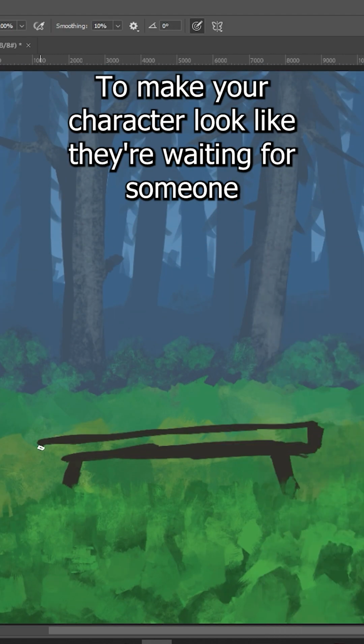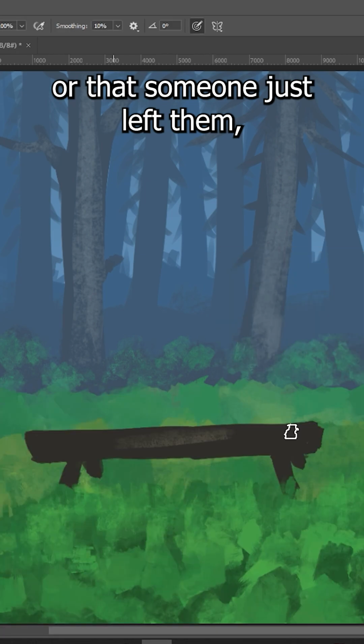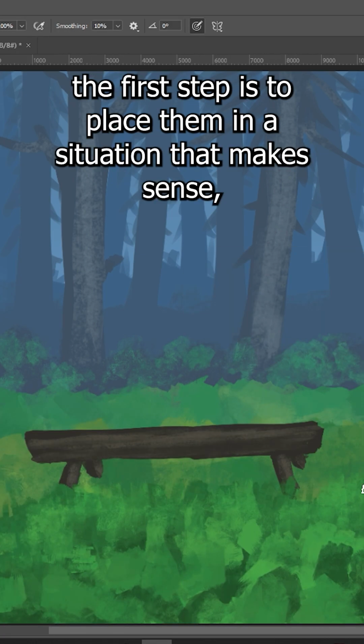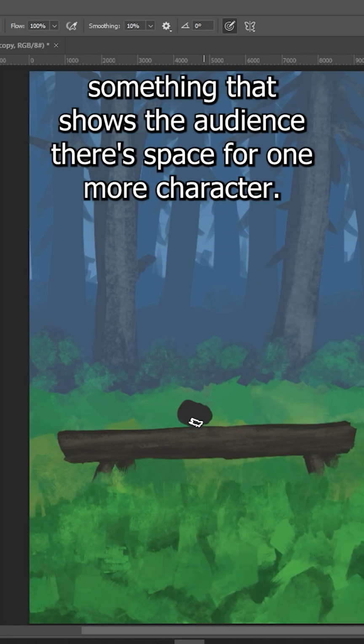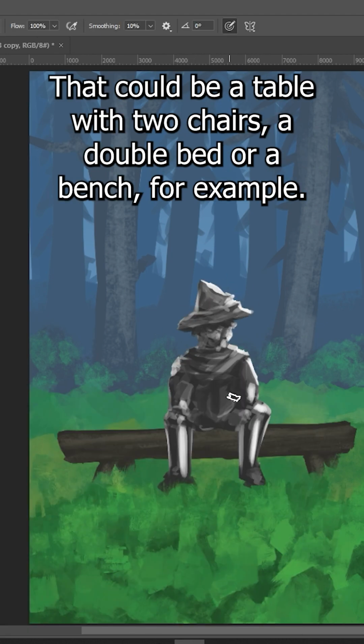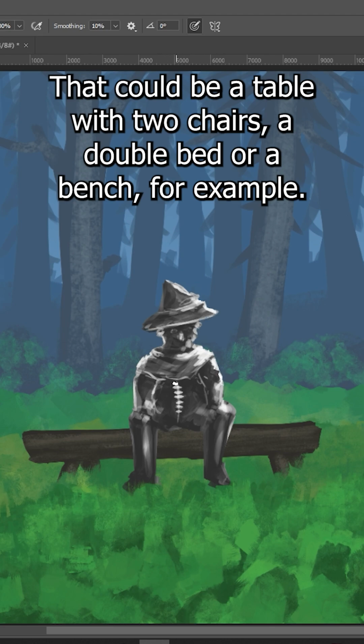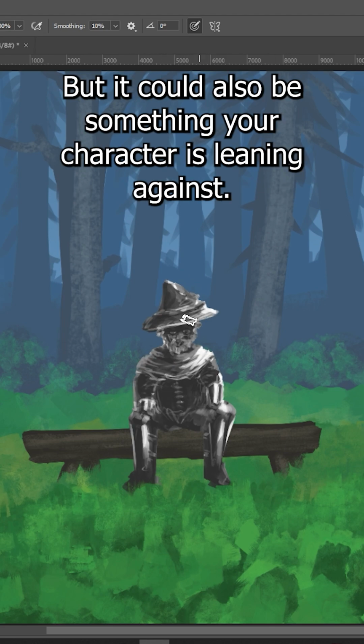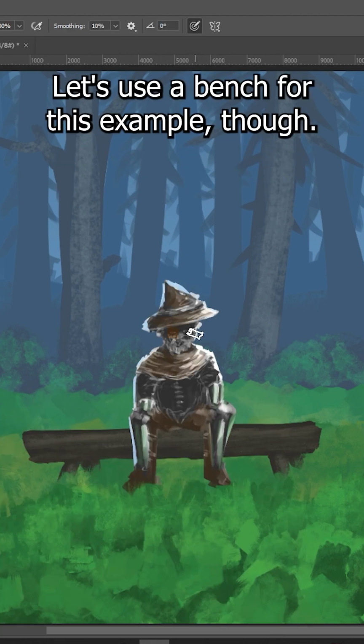To make a character look like they're waiting for someone, or that someone just left them, the first step is to place them in a situation that makes sense. Something that shows the audience there's space for one more character. That could be a table with 2 chairs, a double bed or a bench for example, but it could also be something your character is leaning against. Let's use a bench for this example though.